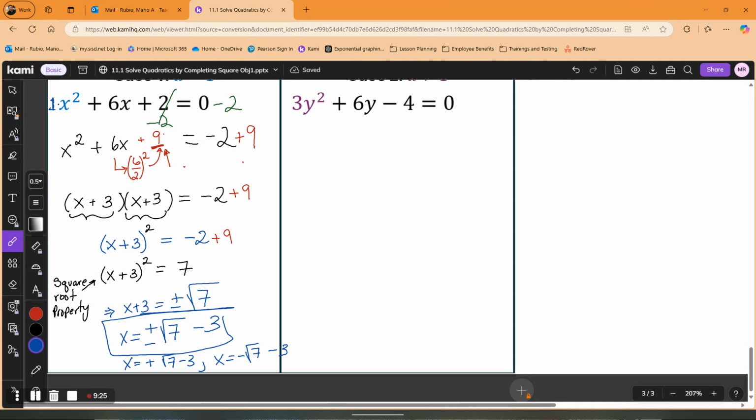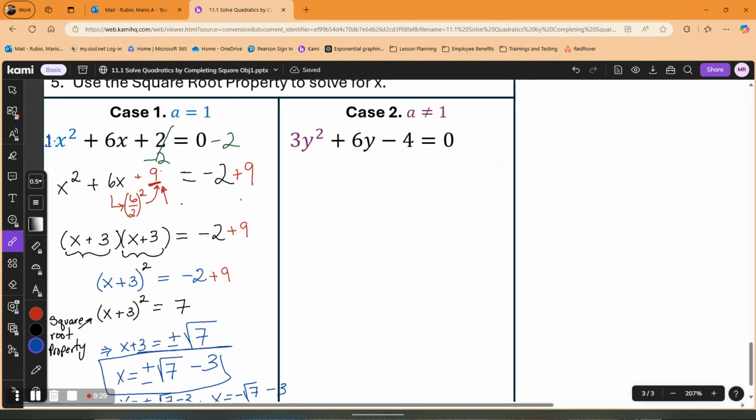And if you get stuck or it doesn't make sense, please let me know so we can go over it. Case number 2 is when a is not equal to 0. So look, this a, it's not equal to 0. So we have to go back to see what it said.